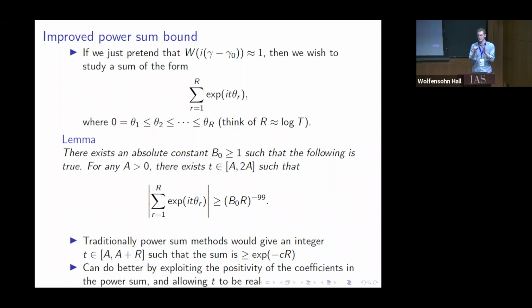Okay, so the key ingredients to improving on traditional power sum results are the positivity of the coefficients, right? So I have a one sitting maybe right here in front of these exponential factors. So there are positive coefficients. And then instead of requiring t to be an integer, t is allowed to be some real number. And this gives us some extra flexibility that we can use. There are Turán power sum results that exploit positivity of the coefficients, but not sufficient for the sort of applications that we have to zero density estimates.